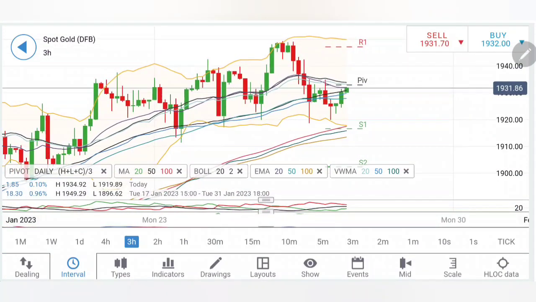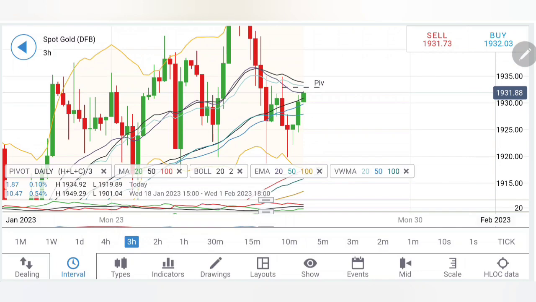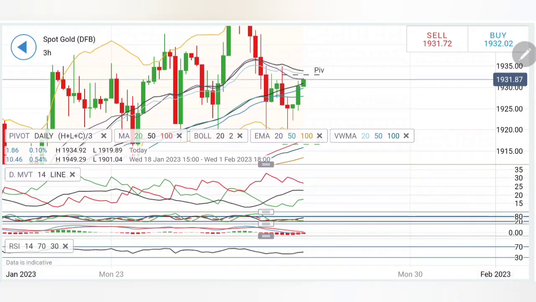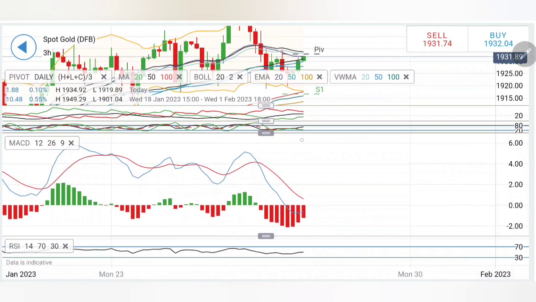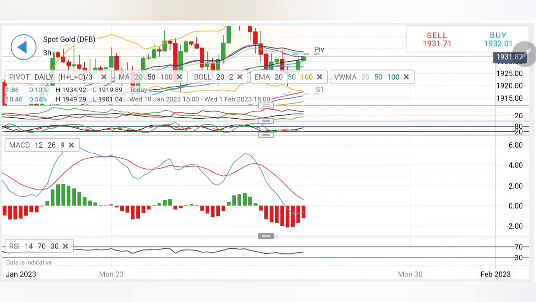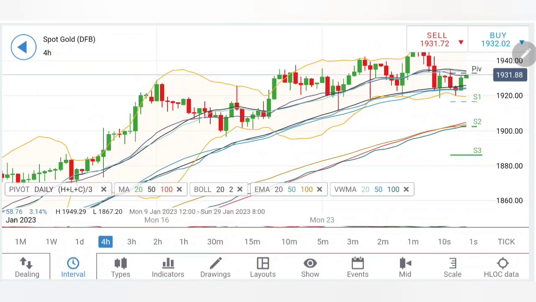Now look at the 3-hour charts. On the 3-hour charts, as we saw, lower highs, higher lows, trying to look upwards. Possibly we may see 1940, and in fact it can trade above 1940 also. Directional movement bearish, stochastic rising, the MACD trying to converge, crossover for the buy entry, RSI trading flat.